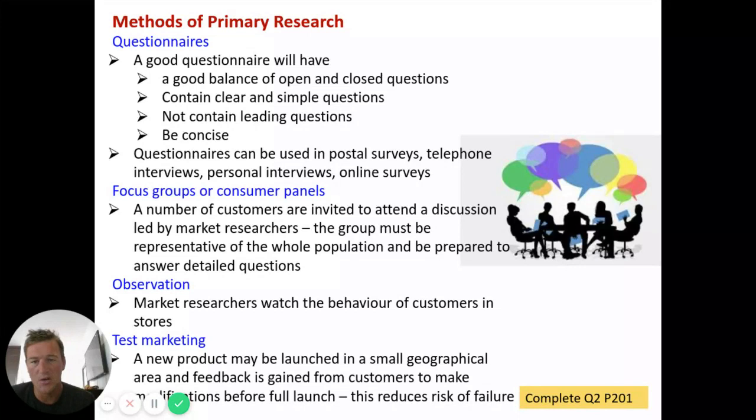Okay, so questionnaires, you can do it through the post, telephone, on the street, online as well. Okay, and then we've got focus groups. So focus group is that picture I showed at the start, where you get a group of people together and it's a much more in-depth conversation. One person can say something and the other person can comment on that, and you can get a lot more detailed information from a focus group.